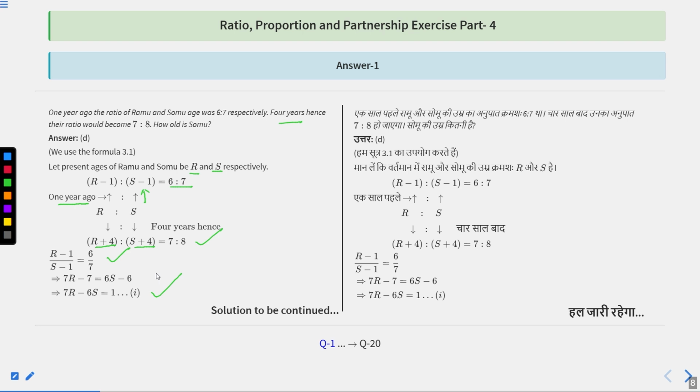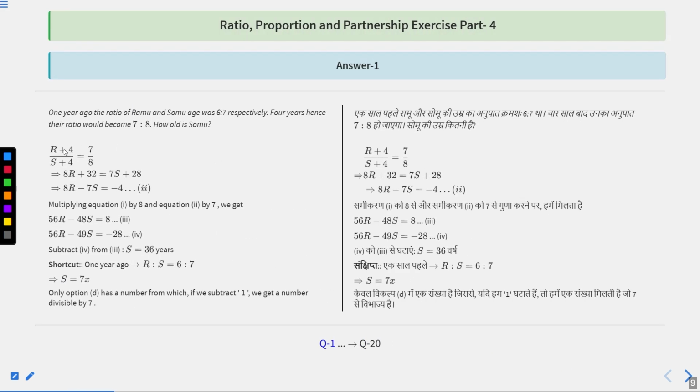Now the second one, solution to be continued. R plus 4 upon S plus 4, it is given as 7:8. So when we solve it, we get 8R minus 7S equals minus 4, which is our equation 2. So solving these equations, we multiply equation 1 by 8 and equation 2 by 7, we get 56R minus 48S equals 8 and 56R minus 49S equals minus 28, which is our equation 4. So subtract equation 4 from equation 3, we get S equals 36.